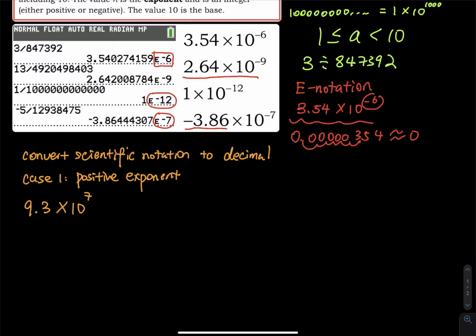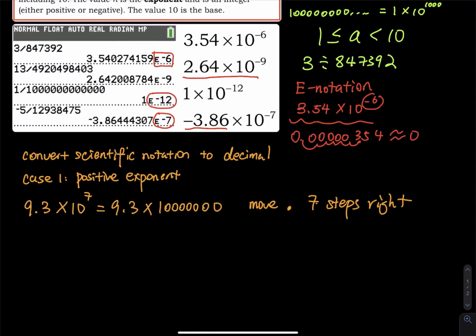You need to know what that is. So this is 9.3 times 10 to the 7th power, which means 1 followed by 7 zeros. So 1, 2, 3, 4, 5, 6, 7. That means you have to move the decimal point 7 steps to the right. How do we do that?